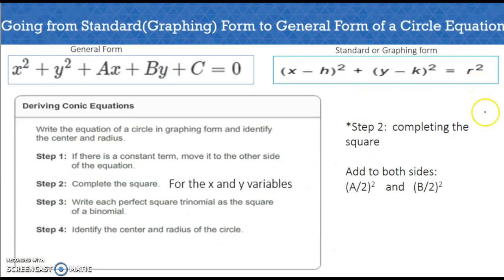Then we can also go from the general form back to the standard form by completing the square. We're going to talk about that in the next recording. That will wrap up this recording, and then there'll be a short second recording, part 2, where we'll talk about going from our general form to our graphing form.